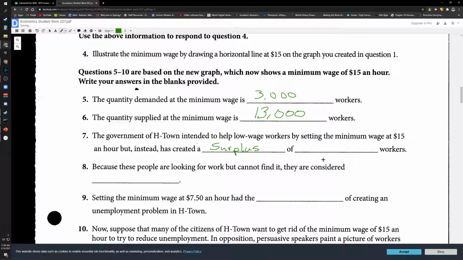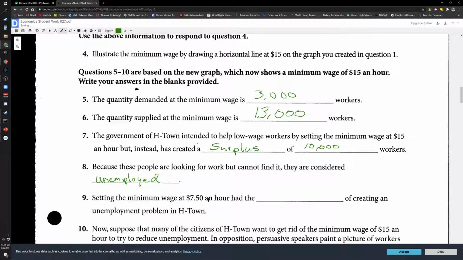Then how many are there? We just figured this out by taking this number, 13,000, and subtracting 3,000 from it. And so there is a surplus of 10,000 workers, which is a lot, you guys. That's 10,000 people that are unemployed. Because these people are looking for work but cannot find it, they are considered to be unemployed.